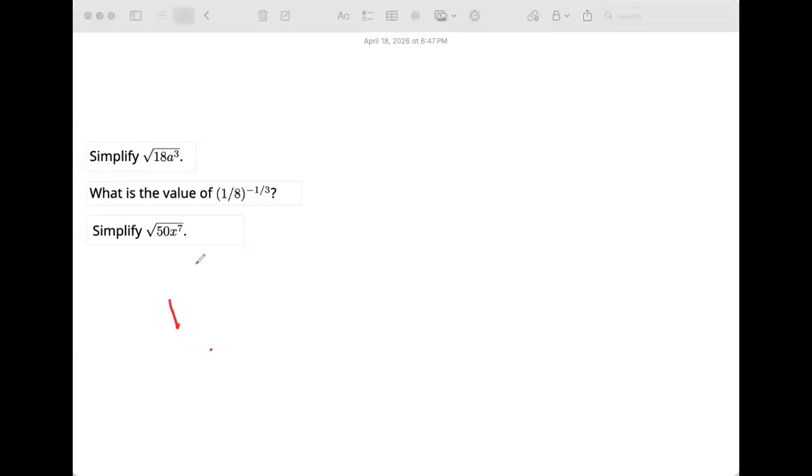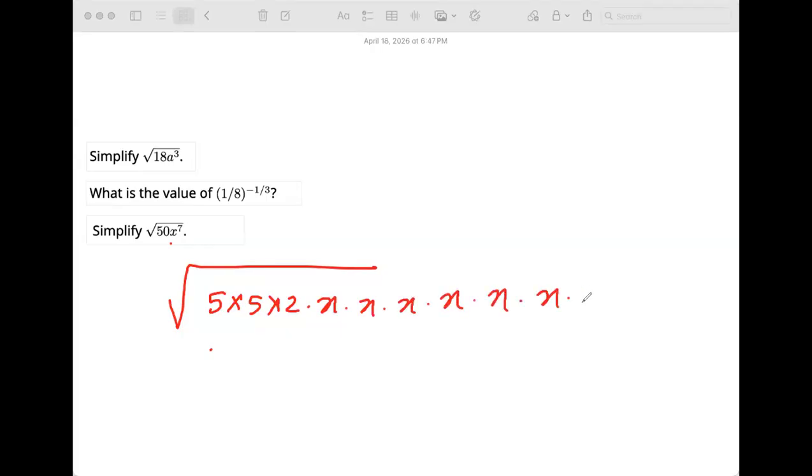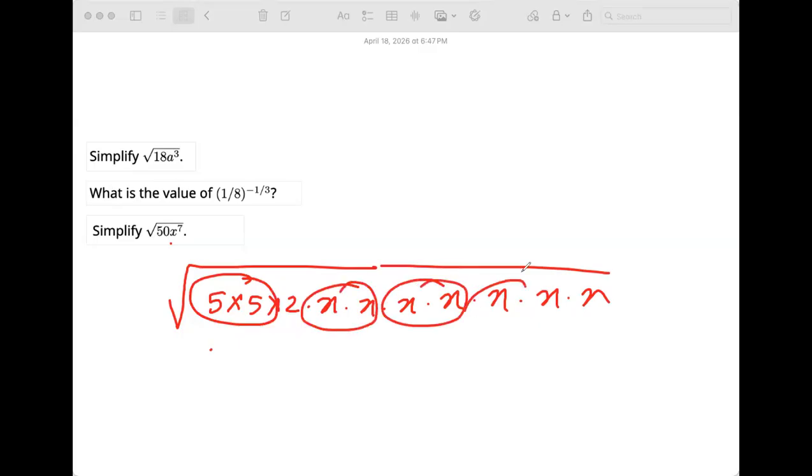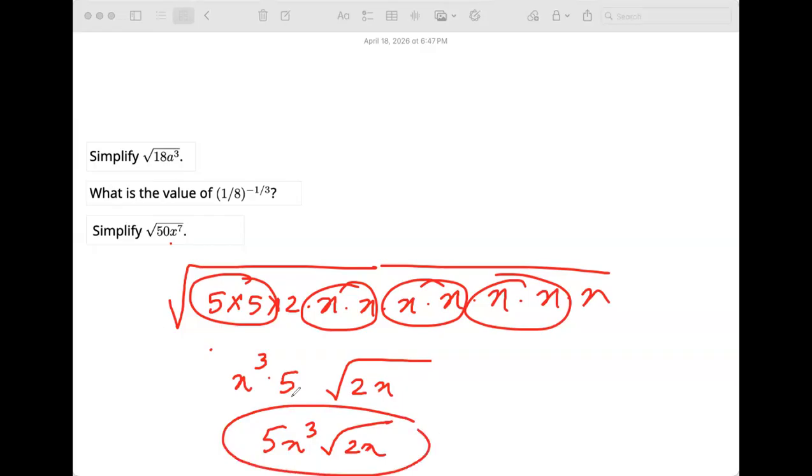See, you have 50, right? 5 times 5 times 2. X power of 7 is 1, 2, 3, 4, 5, 6, 7. Now for every 2 copies of a number, take 1 out and write. X cube comes out, 5 comes out. Inside you have 2 and x. So it is 5x cube, then square root of 2x. Make sense?